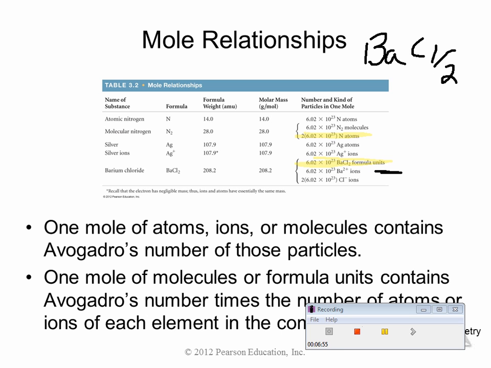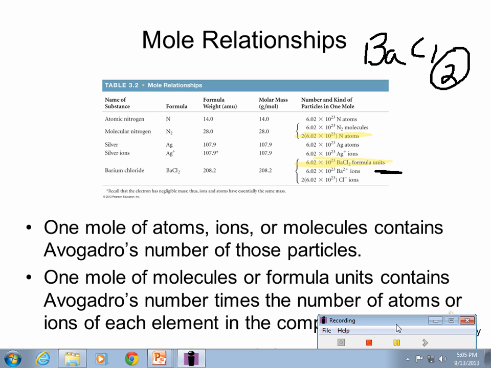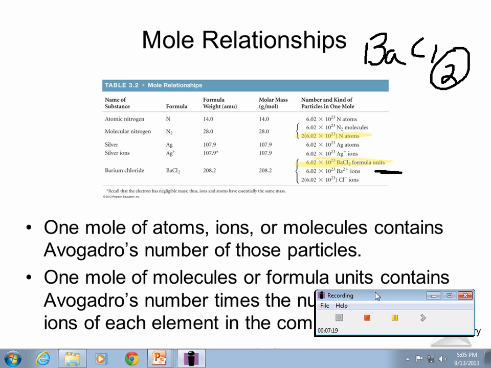Why are they doing that? Because to write a correct formula to balance the charges in the ionic formula barium chloride, there has to be 2 anions. So we have to double the number of chlorines. So it just can't be 6.02 times 10 to the 23rd chloride ions. It has to be double that because of the formula. So as you look at that, that's really confusing a lot of times for students. So when we deal with barium chloride, you doubled it for chlorine.